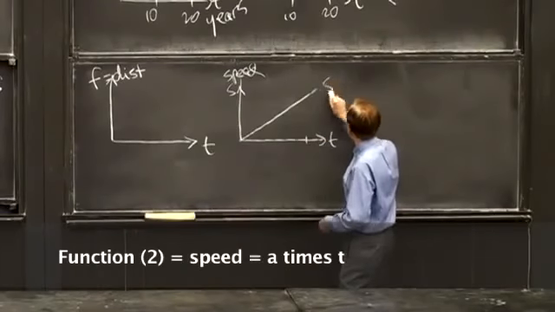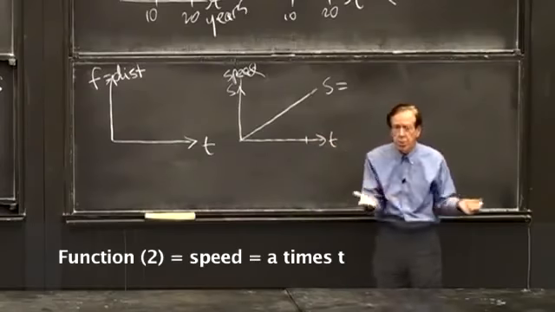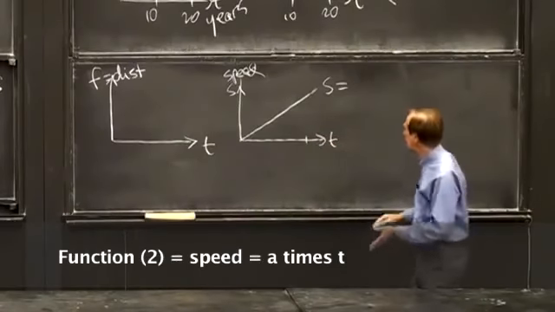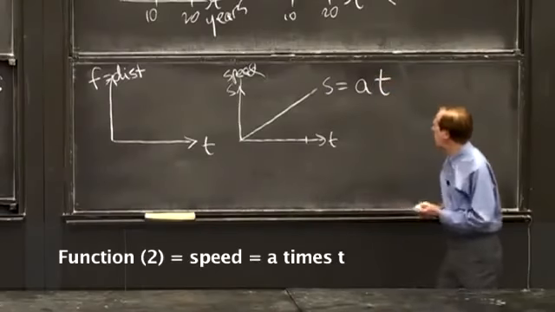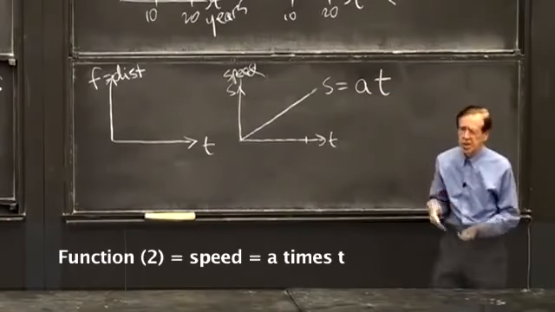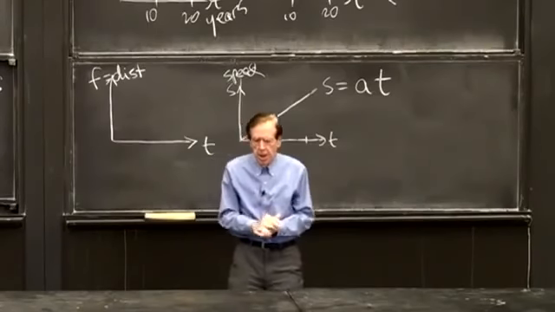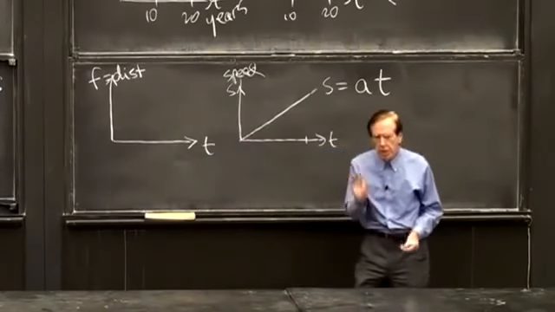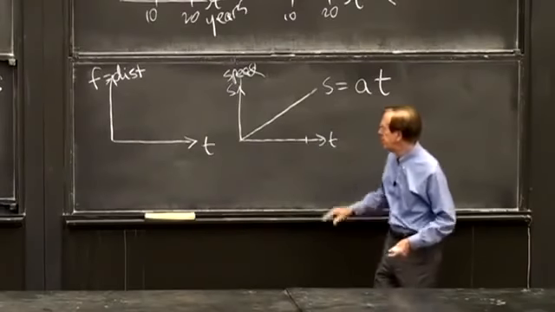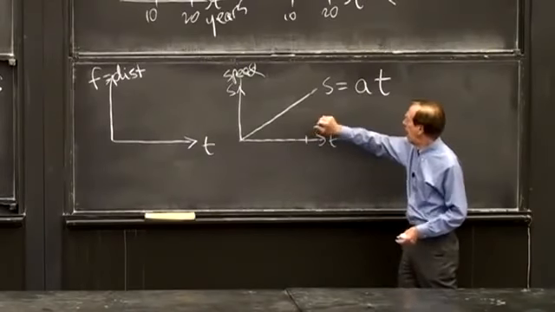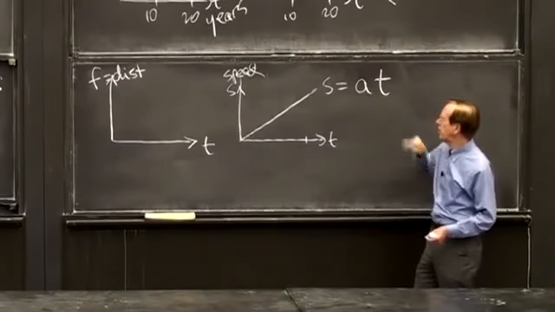So this would be s equals, s is proportional to t. That's where you get a straight line. S is, let's say, a times t. That a, if we were physicists, we would say acceleration. You're accelerating. You're keeping your foot on the gas, steadily speeding up, and so s is proportional to t.